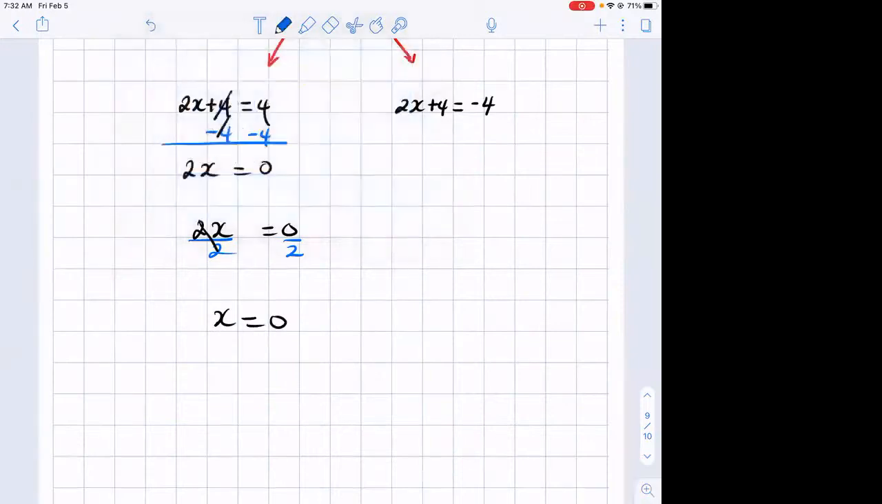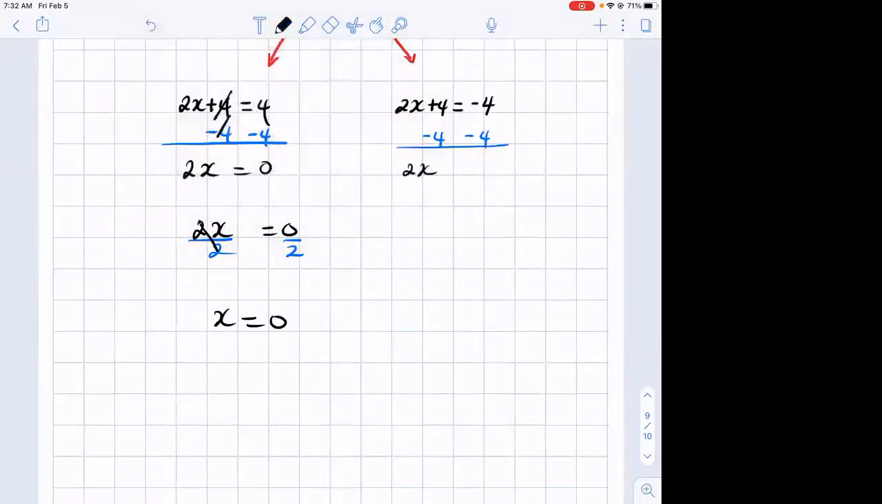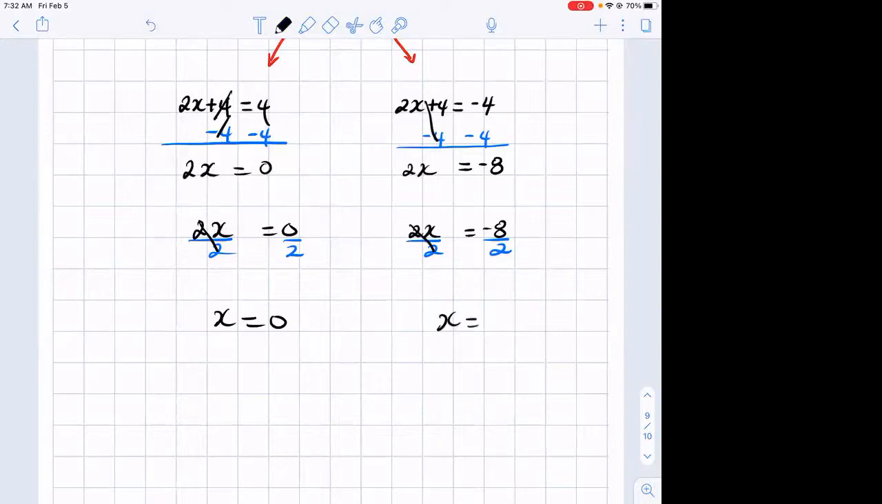In addition, we have to solve the other problem. So if we minus 4, we have 2x, this becomes 0, is equal to now minus 8. And now to get x by itself, we'll divide both sides by 2, and this will cancel out, so x is equal to -4. So x can be 0 or x can be equal to -4.